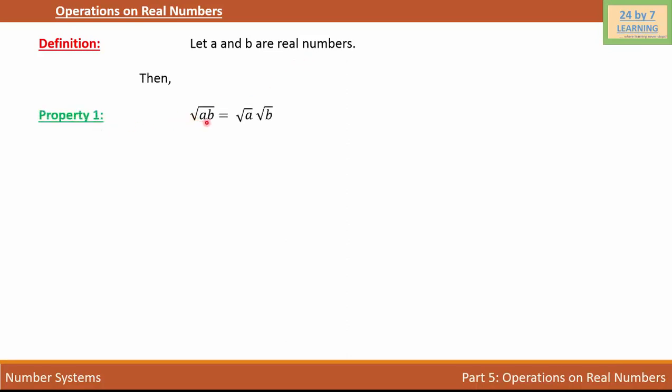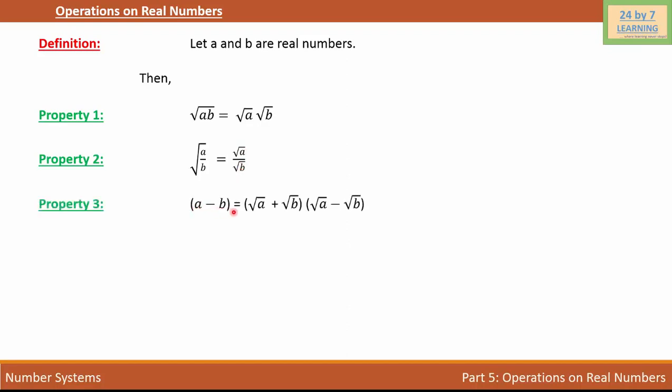Square root of a times b is equal to square root of a times square root of b. Property 2. Square root of a over b is equal to square root of a over square root of b. Property 3. a minus b is equal to (square root of a plus square root of b) times (square root of a minus square root of b).